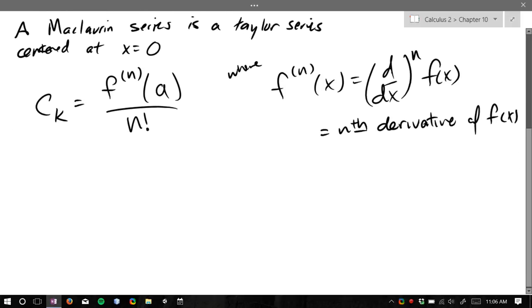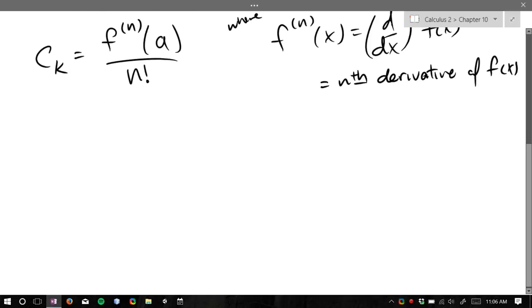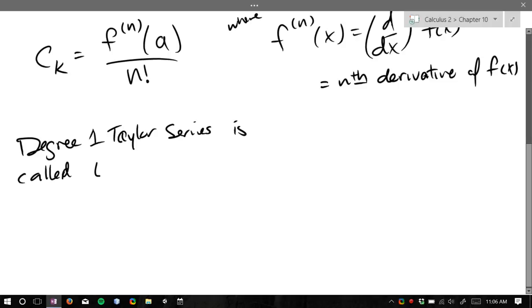We have done degree 1 Taylor series before. It's called linearization. So degree 1 Taylor series is called linearization.